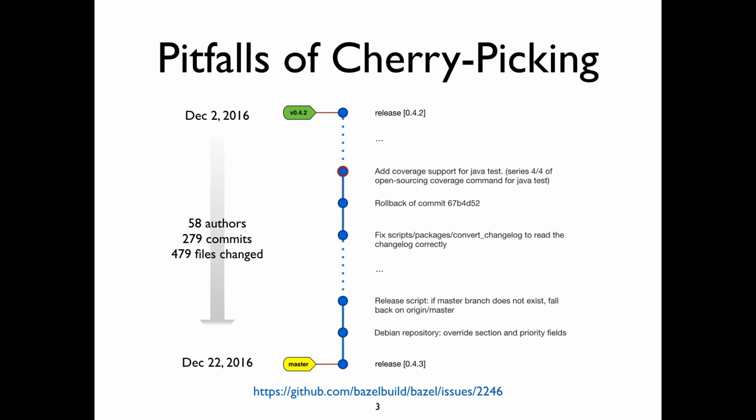However, cherry-picking by hand is often a nightmare, especially for those who are not so familiar with the change histories. In fact, for the given period between two releases, there were 279 commits made by 58 different authors, spanning 479 files. Identifying all the commits needed for release is a non-trivial task, even for people who are familiar with the project.